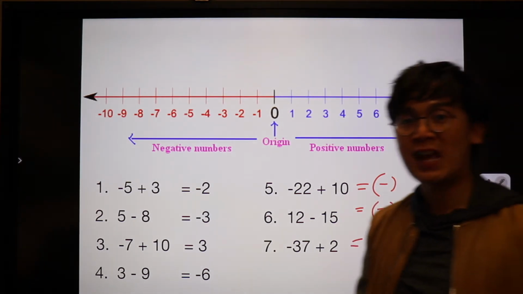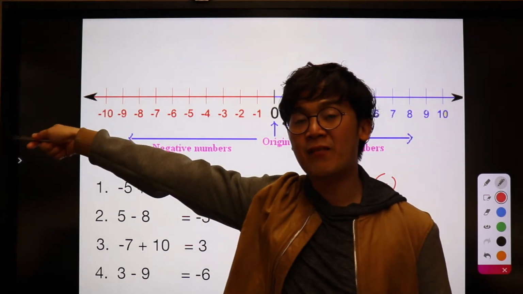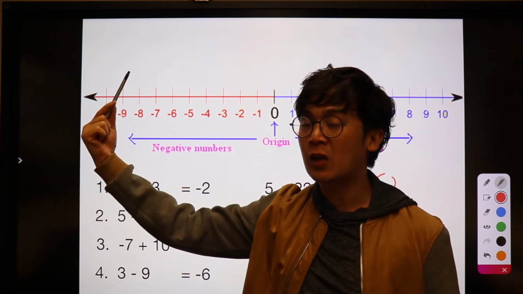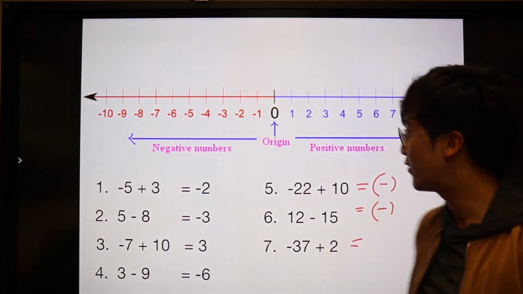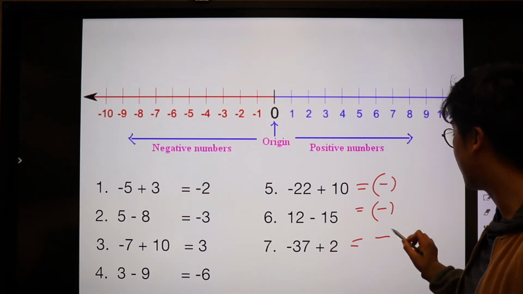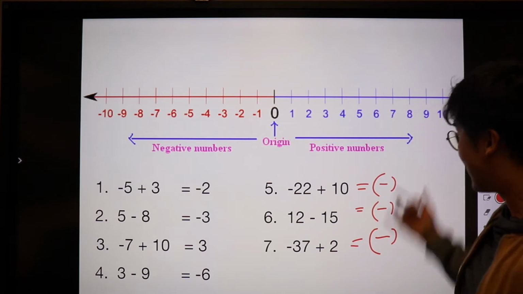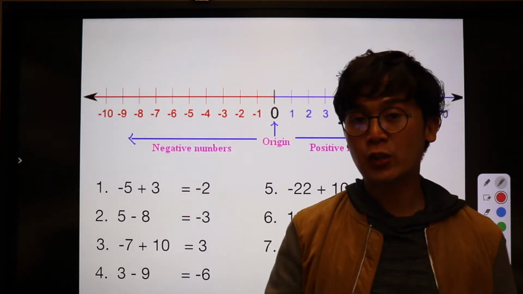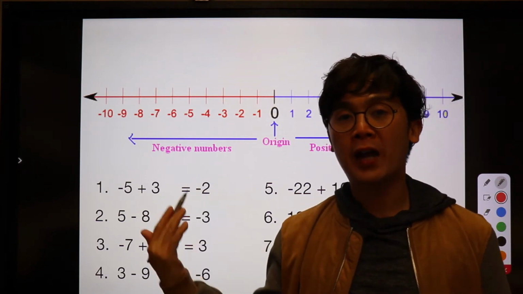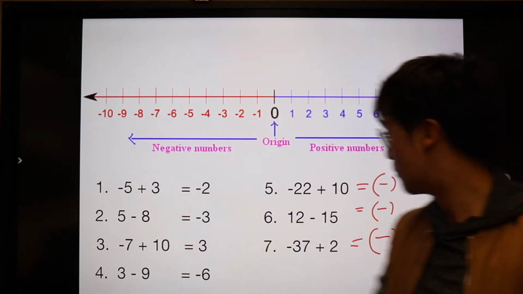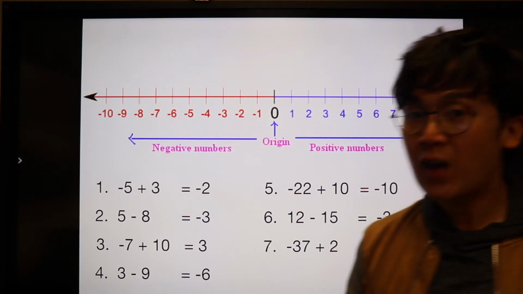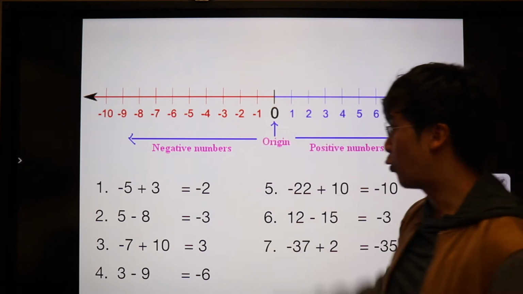And for negative 37 plus 2, you start at negative 37 all the way down to the negative value, and you just move 2 units going to the positive. So that means the result of your subtraction or your addition in this case is still going to be negative. So that is how you are going to visualize your number line, and how you would know if you're really understanding the concept of the number line when you're adding and subtracting positive and negative numbers. So here we have negative 10, negative 3, and negative 35 as our answer for these questions.